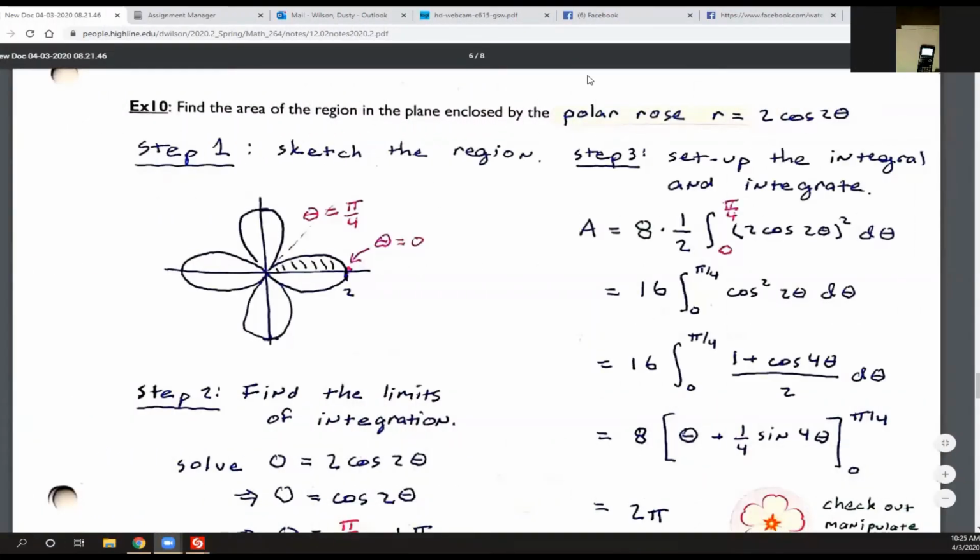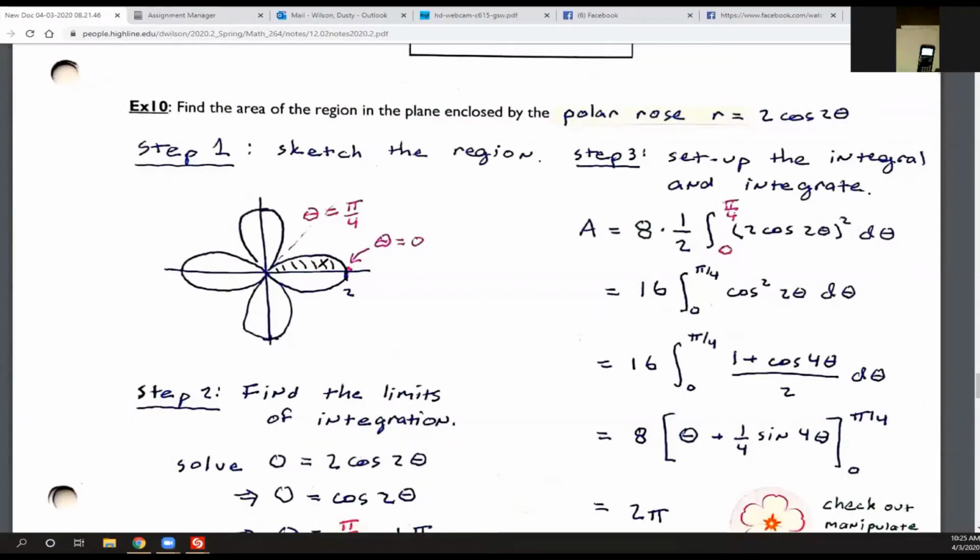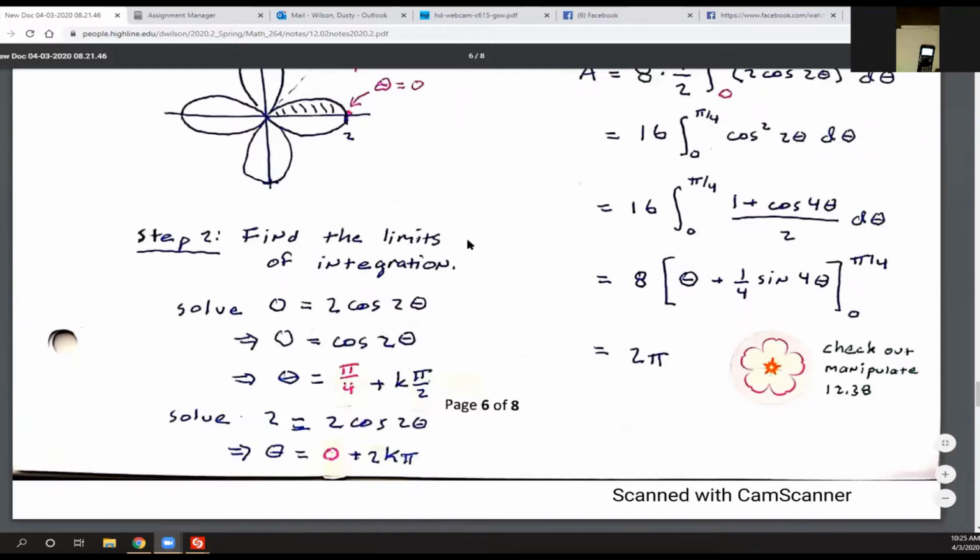So again, we're going to take advantage of symmetry and say we can find the area of 1/2 of a petal and then multiply that area by 8, and that will give us our total area. So if we're going to find this area, we need to know the limits of integration. So step two is to find those limits of integration.